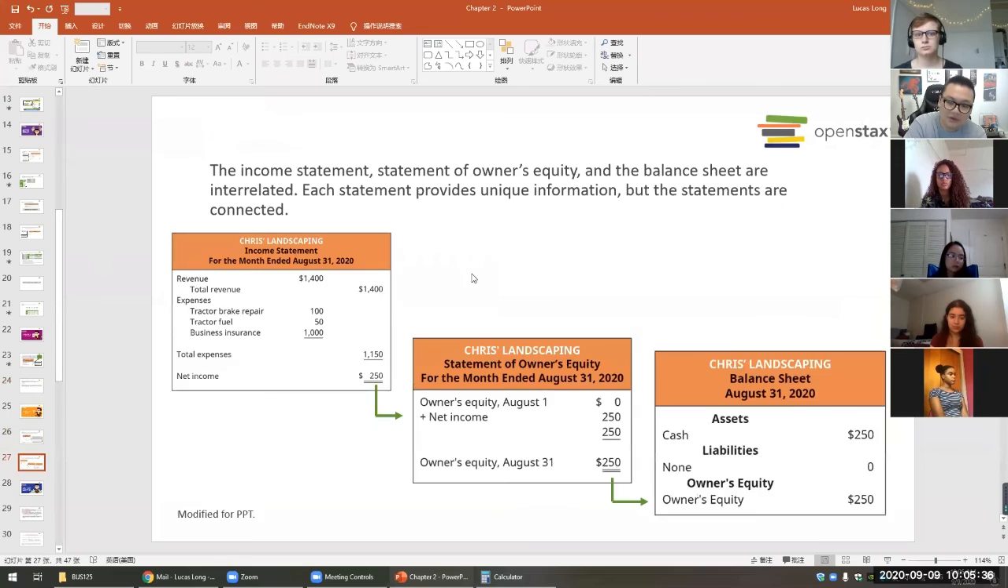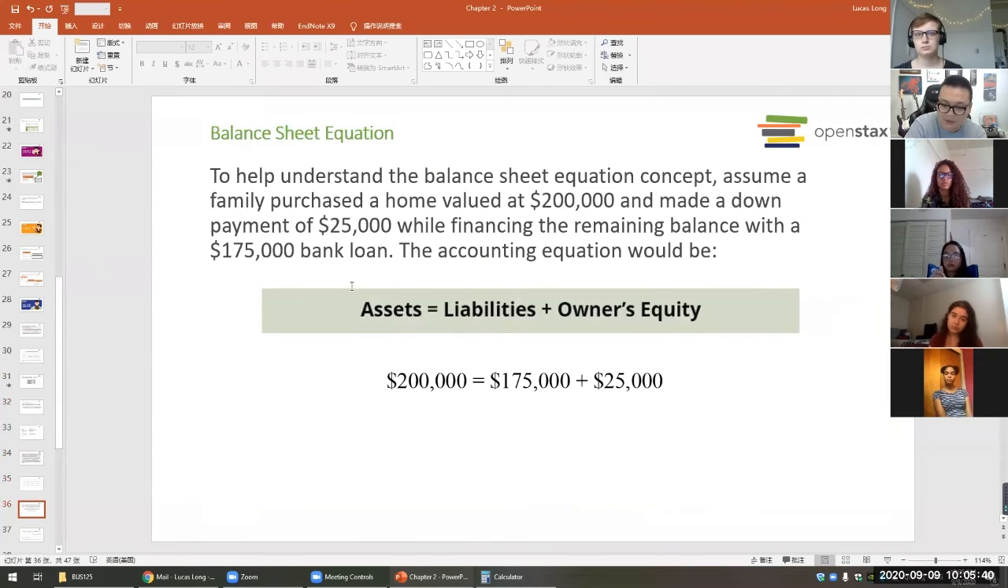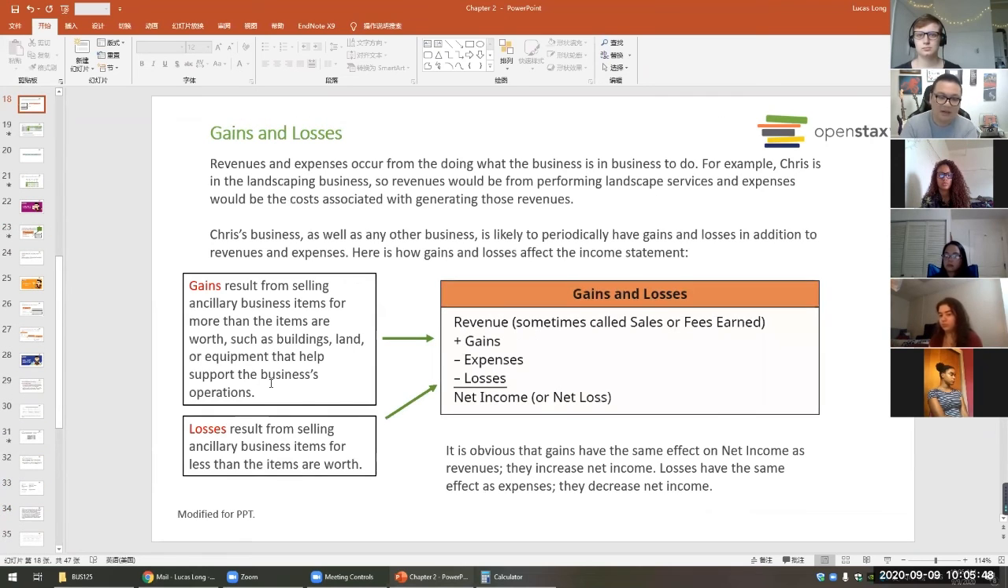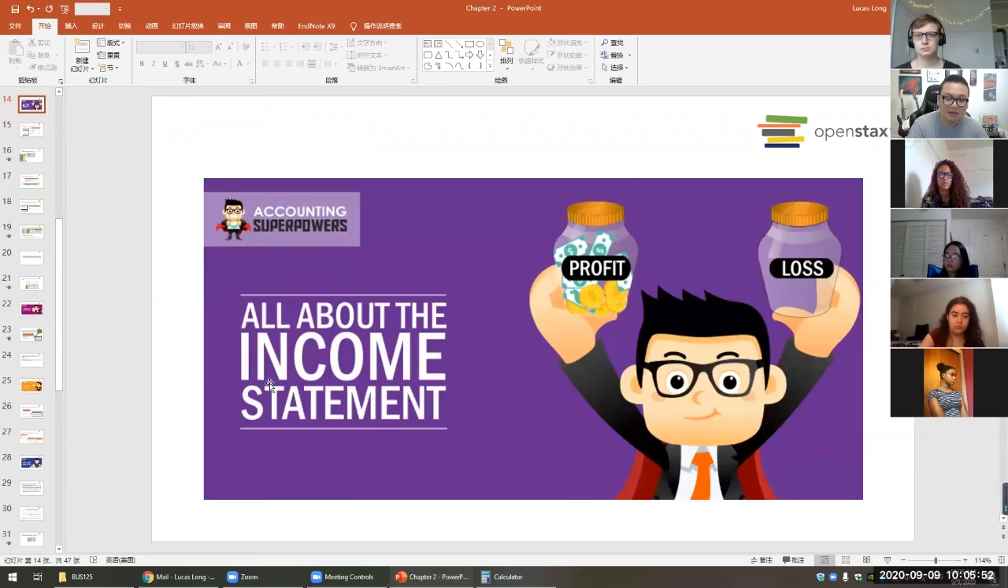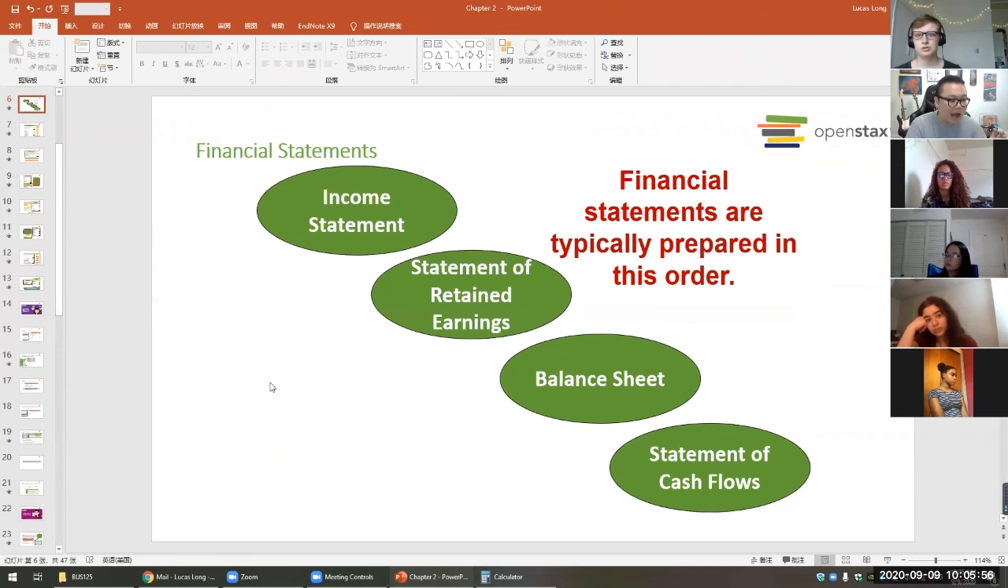The balance sheet, you do need to know the basic equation. We're going to spend more time talking about the details of these things. So once again, this whole chapter just gave you the basic idea of what the four financial statements look like. I don't require you to remember each of the items for the retained earnings, balance sheet, or cash flow, because we're going to spend time on these things in the future.